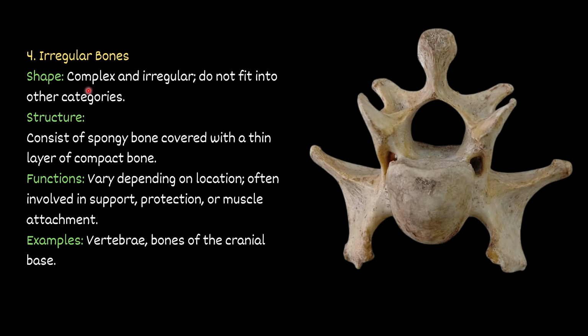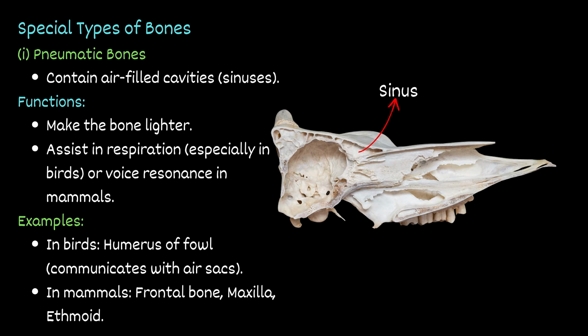Irregular bones. They are complex in shape and do not fit into any category. Structure: they consist of spongy bone covered with a thin layer of compact bone. Function: varies depending on the location, often involving support, protection, or muscle attachment, like vertebrae and bones of the base of the cranium. Then some special types of bone, like pneumatic bones.